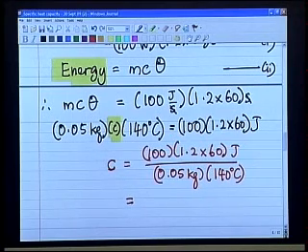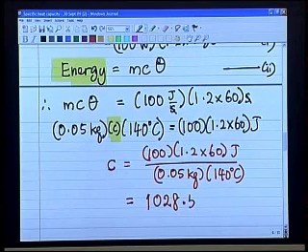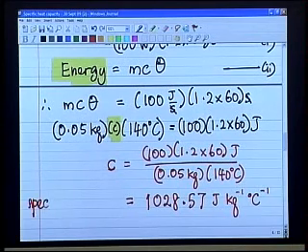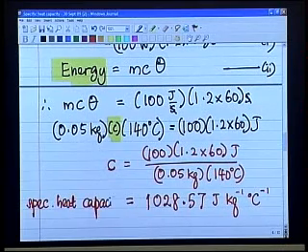Use your calculator now. Make sure you check and double check, just as I'm double checking my values, and then I will get my answer. C is 1028.57, to 2 decimal places, it doesn't matter. Now, the units are very important: joules per kilogram per degree Celsius. So, this is the specific heat capacity of the substance in liquid form.